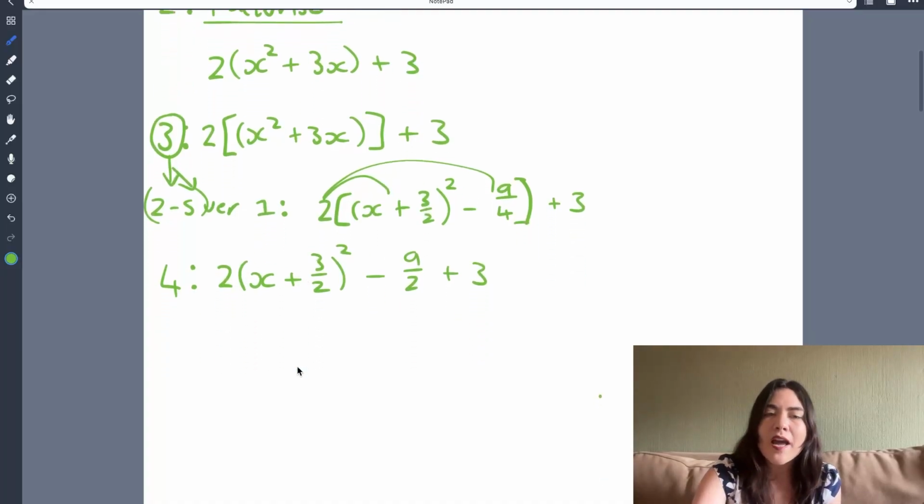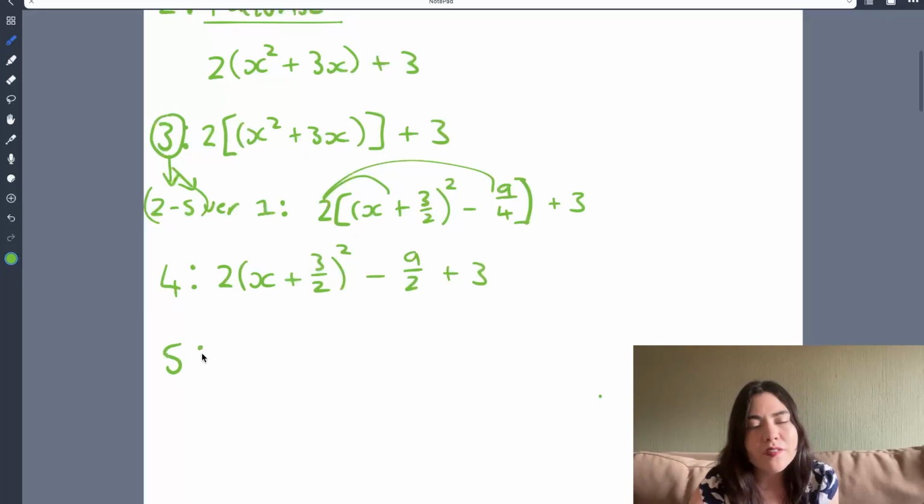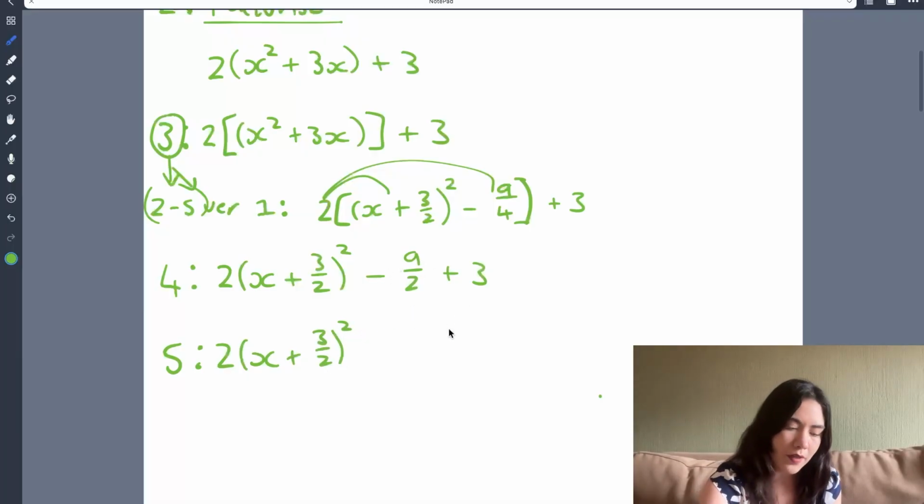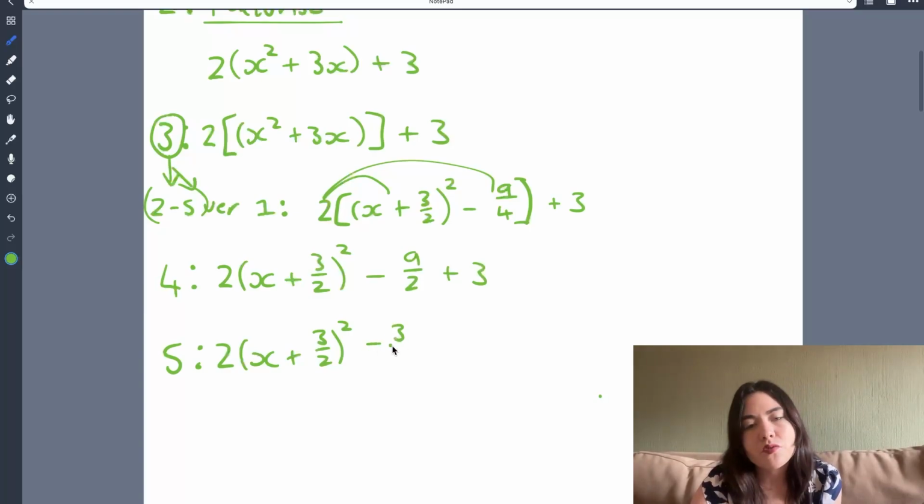Now, step 5 is very similar to the final step in version 1. Oh, sorry, we're in version 2. In version 1, we are going to consolidate the two numbers. So we have minus 9 over 2 plus 3, which is minus 3 over 2. All right, and there's your completed square.